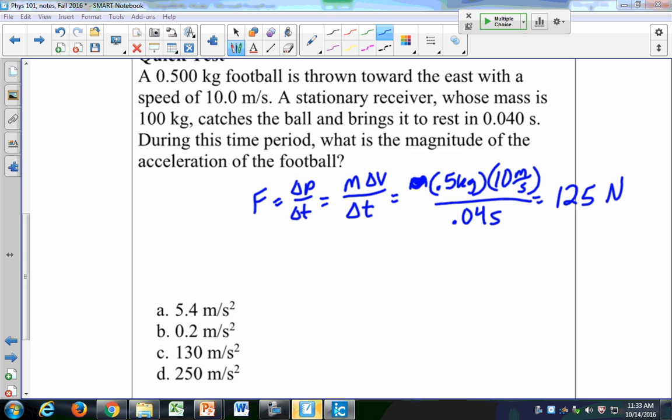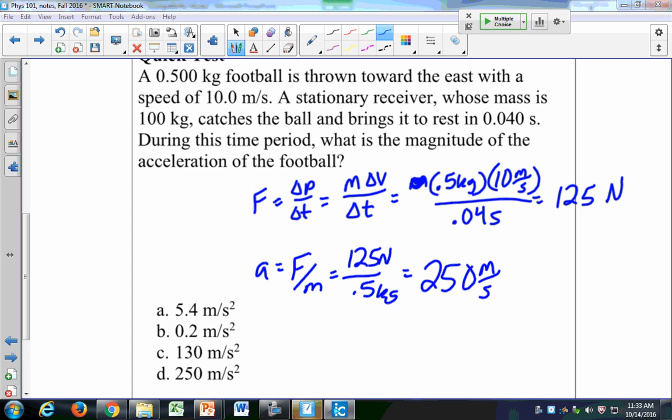And then we want to know the acceleration. Well, A is equal to F over M. So that's 125 over 0.5 kilograms, newtons. So that's equal to 250 meters per second squared. So he causes an acceleration of 250 meters per second per second.